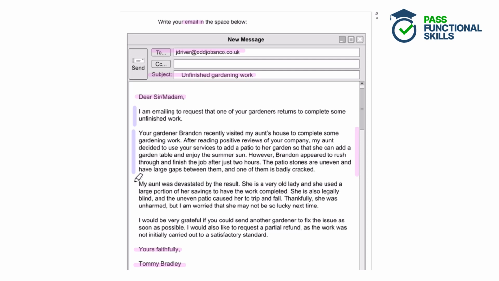Then we have a paragraph that goes into more detail about the effects of the problems. So explaining that the patio, not only did it waste a large portion of the aunt's savings, but it also caused her to trip and fall. So the negative consequences of the problems have been described. And then finally, this last paragraph asks for some compensation and asks for the work to be completed. So this follows in a really logical order that makes sense to the reader.